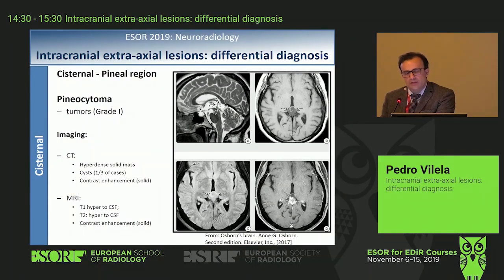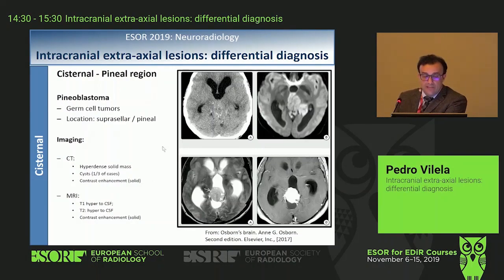You see, pineocytomas are more frequent in children, and you see the lesion here, very similar to the pineal cyst, but when you give contrast, there is a heterogeneous enhancement of the lesion, and on the follow-up, this lesion will increase in size. Pineoblastoma is completely different. These are aggressive lesions with a very rapid growth and with heterogeneous disposition, with multiple scattered calcifications along the parenchyma of the tumor.